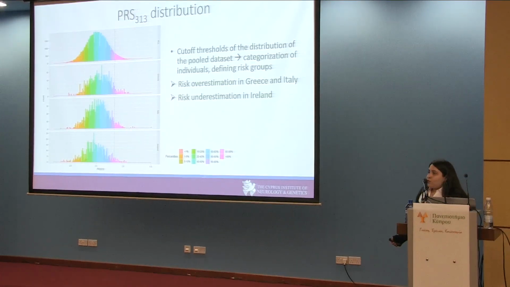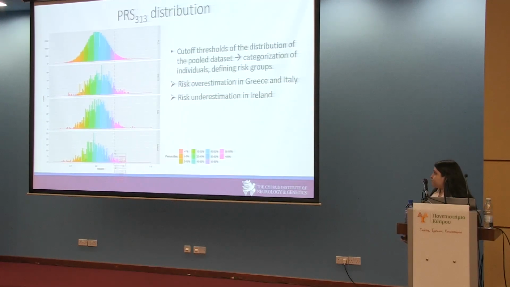So then we aim to evaluate the distribution of the PRS across the different populations. Here is the distribution of the PRS when we used the pooled dataset. Here in Greece, in Italy, and Ireland, the three countries with significantly different mean PRS. The pink color is indicating the high risk category.